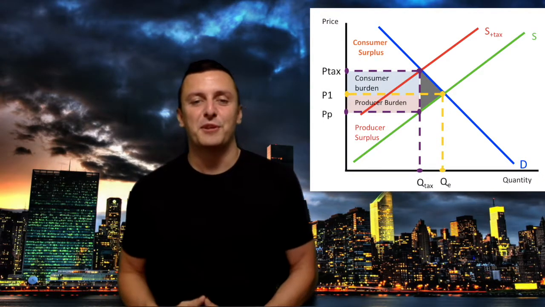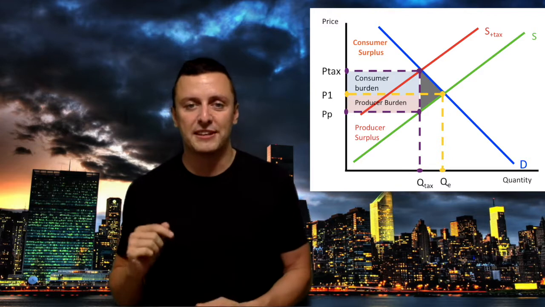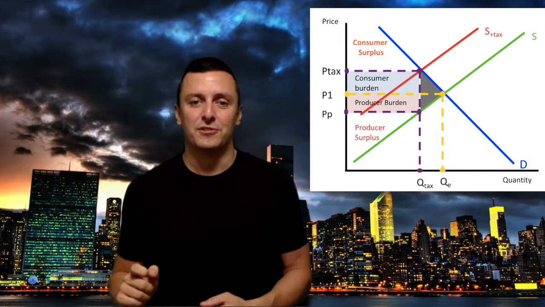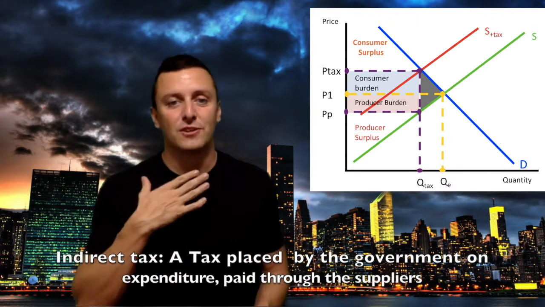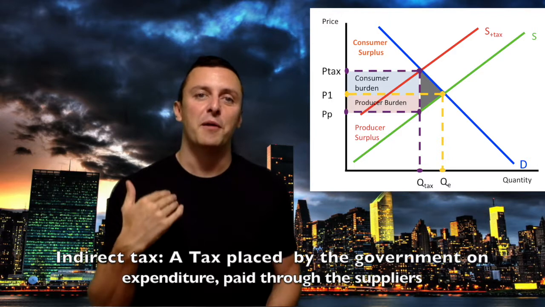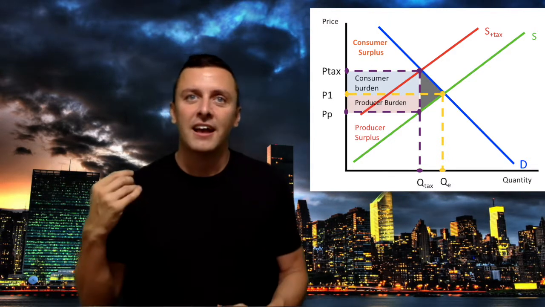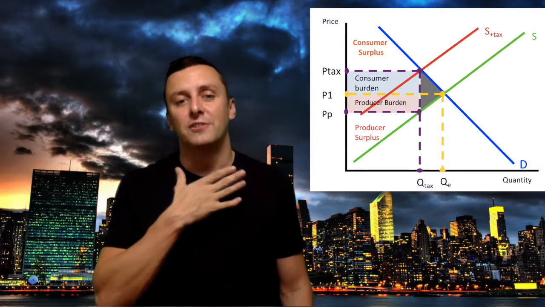Hello, so today we're going to be talking about indirect taxes. Now, an indirect tax is a tax placed by the government on the producer of a particular good. It's called an indirect tax because the consumer, you and I, pay for that tax through the producer. And an indirect tax burden is shared by both the consumer and the producer.